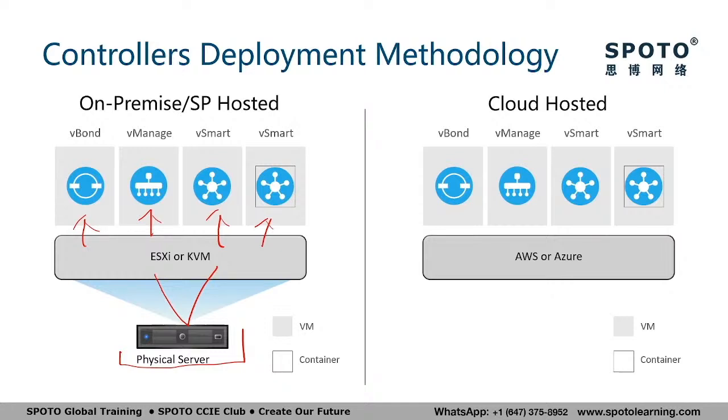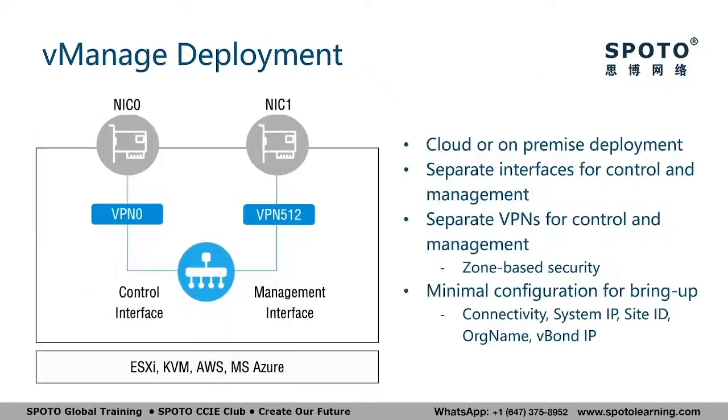The other type is cloud hosted in the public cloud, for example, AWS or Azure. And vBond, vManage, vSmart over here are virtual machines or containers. You can run them as containers or virtual machines. So 2 types: one is on-premise, the other is cloud hosted. It really depends on your business requirement.